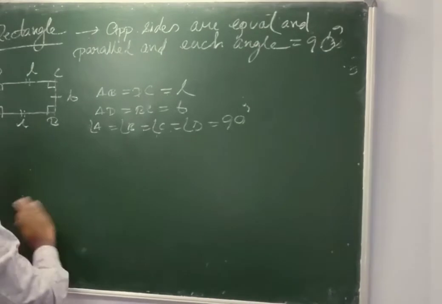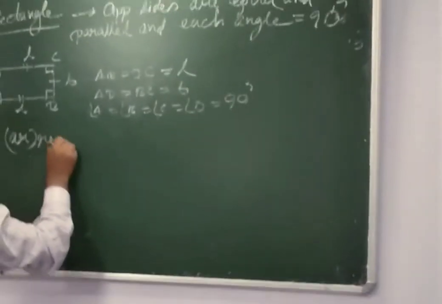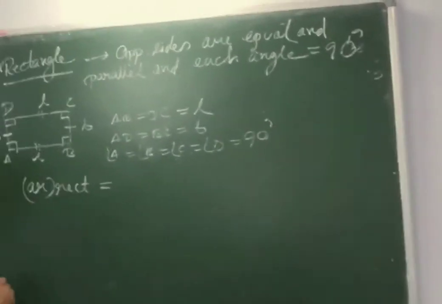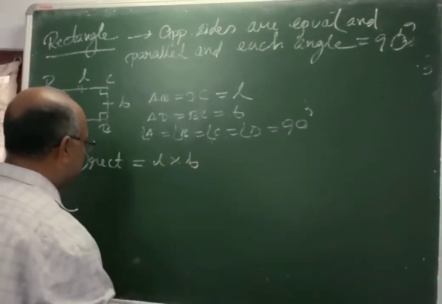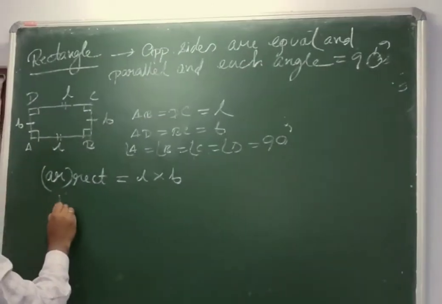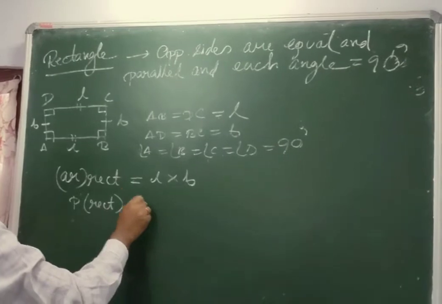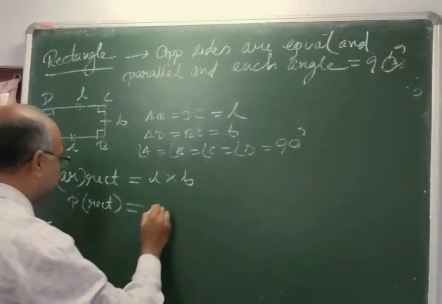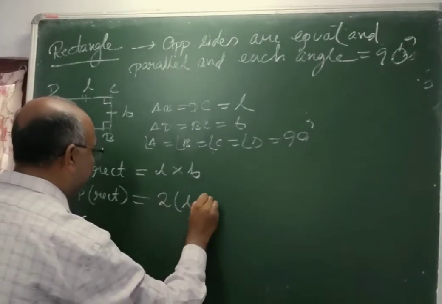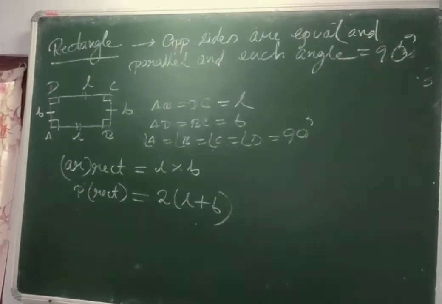Now let us again see the formulas. First is the area of a rectangle. Area of a rectangle is length into breadth. And the perimeter of a rectangle, as I said, is the sum of all the sides: L plus L is 2L, B plus B is 2B. So 2L plus 2B, 2 is common, 2 into L plus B. This is about your rectangle.